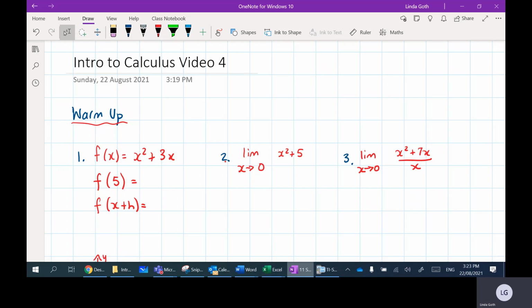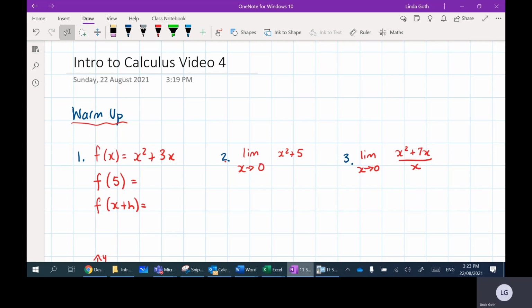Before we start, some little warm-up questions. These are skills you're going to need for this video. So please pause, have a look at these questions, see what you can do. We'll go through the answers when you come back, and then we're going to move on to our proof about differentiation. You're going to love it.